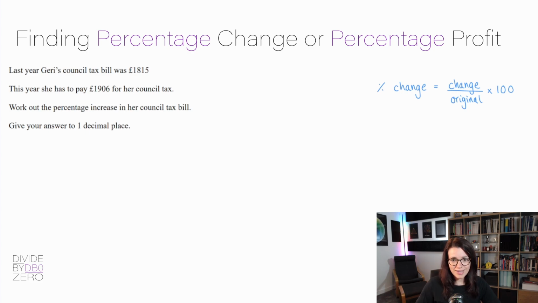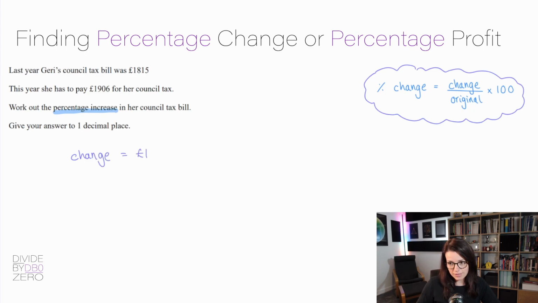So percentage increase, that's a percentage change because it's increasing. Therefore, we can use the formula here. Let's work out the change first. So what was the increase? Let's do 1,906 take away 1,815, and that's an increase or a change of £91.